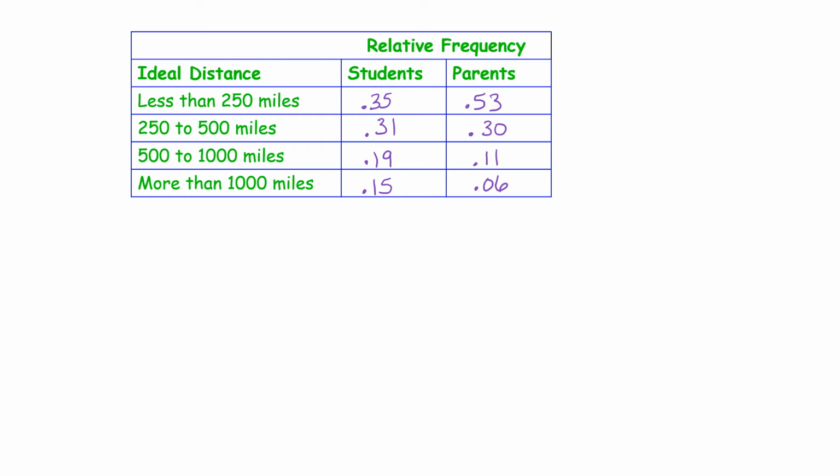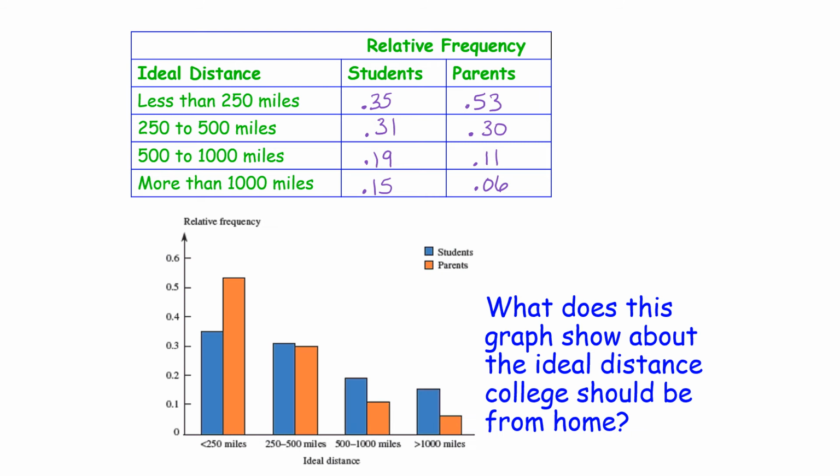So here we can see our relative frequencies. So we put those into a bar graph. What does this graph show about the ideal distance college should be from home? It's easy to see the differences between students and parents. A higher proportion of the parents prefer a college close to home, and a higher proportion of students than parents believe that the ideal distance from home would be more than 500 miles.